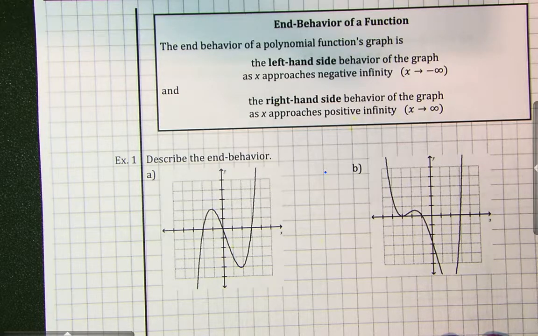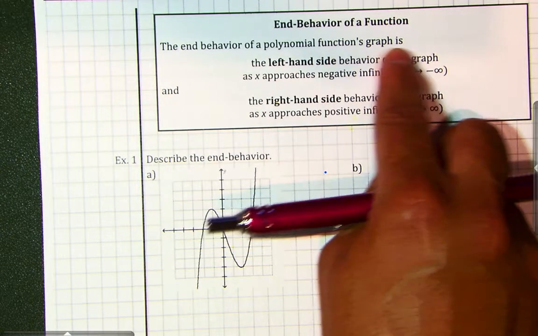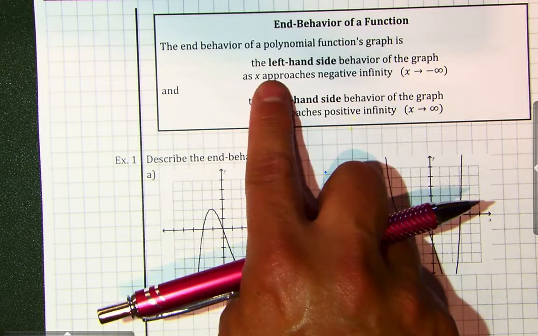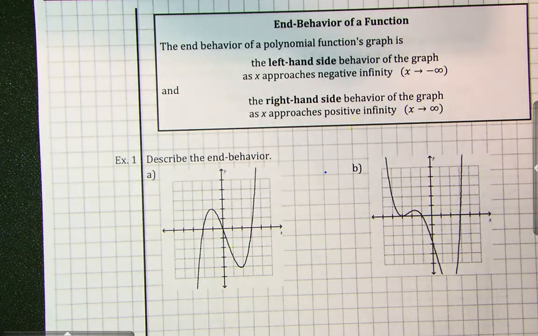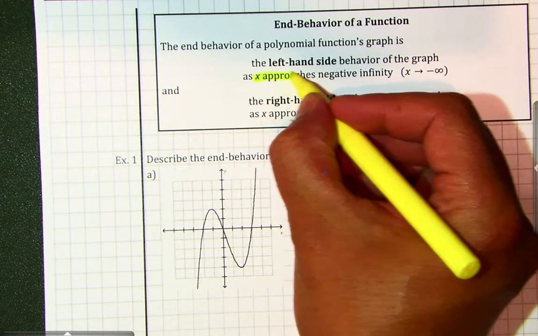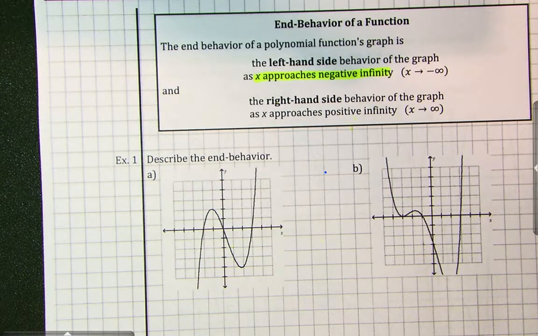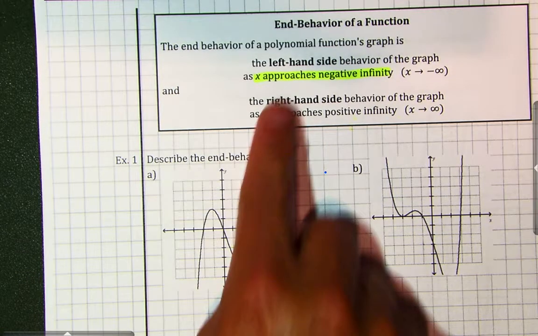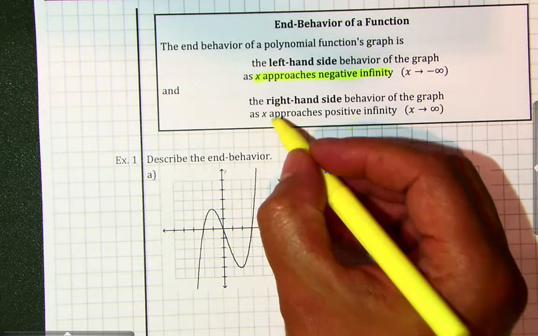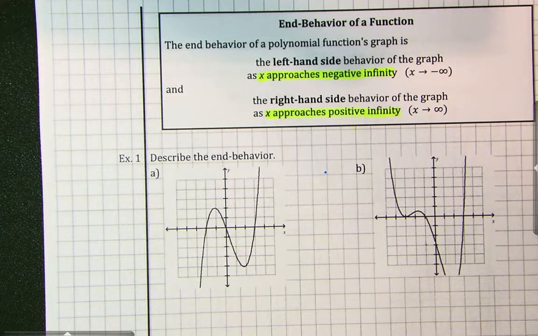So, end behavior of a function. The end behavior of a polynomial function's graph is the left-hand side behavior of the graph as x approaches negative infinity. Whenever you see this notation, we read it as x approaches negative infinity. The little arrow means approaches. And that's on the left-hand side. On the right-hand side is when x approaches positive infinity. And I guess I did this last year as well.